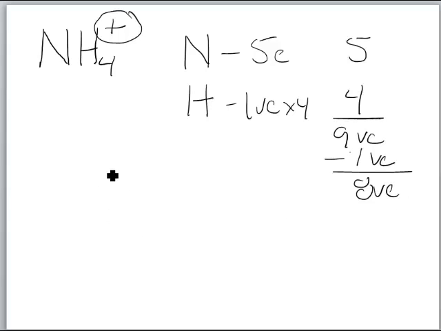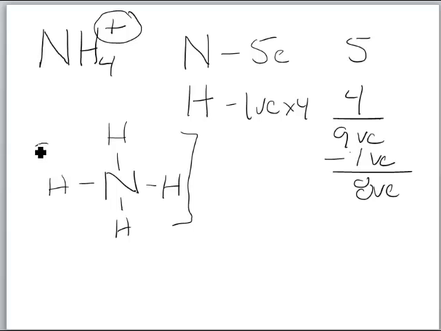So I'm going to go through this same procedure now. We're going to take N, goes at the center. We'll put H outside, H outside, H outside, H outside, 1 bond to each. And what we do is we put a bracket around here and a plus charge up here to show that we're not dealing with NH4, but it's NH4+. We still have to subtract these electrons, 2, 4, 6, 8. We subtract those 8 valence electrons, leaving us with 0.